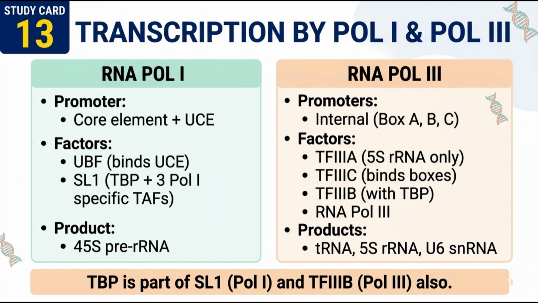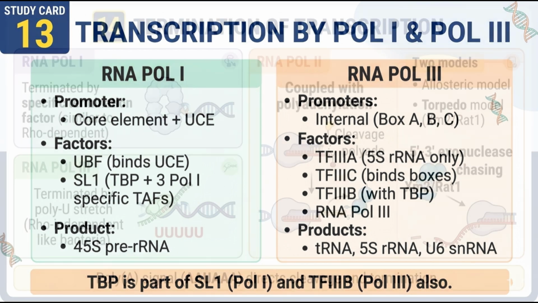RNA polymerase III transcribes tRNAs, 5S rRNA, and U6 snRNA. Pol III promoters often contain internal elements such as Box A, Box B, and Box C. Specific transcription factors including TFIIIA, TFIIIB, and TFIIIC assist polymerase III transcription. These specialized transcription systems ensure proper synthesis of non-coding RNAs required for cellular function.